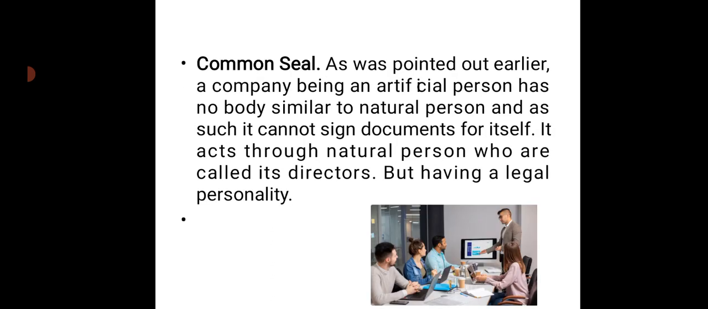Common seal: a company works like an artificial person, so it cannot sign the documents. What the company can do is use the common seal in place of the signature. That seal indicates the company has given authority to some person. The company has been involved in a particular contract with the other person, but the common seal should be given to the authorized person only.